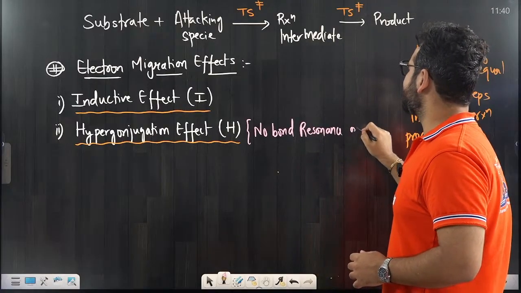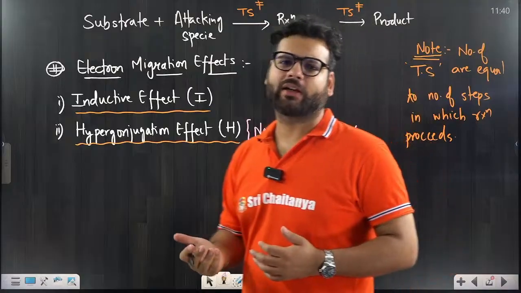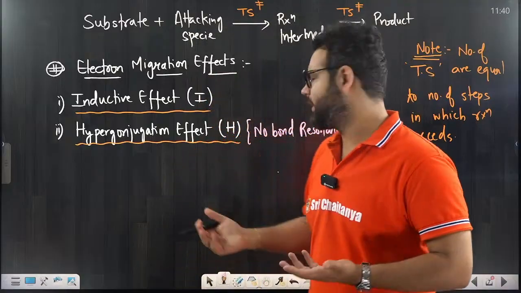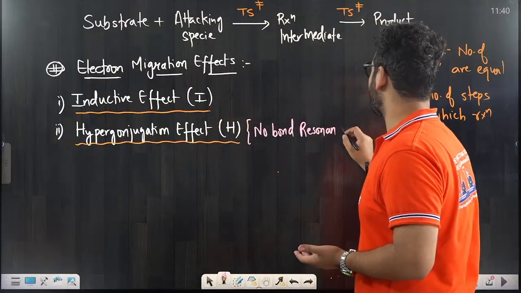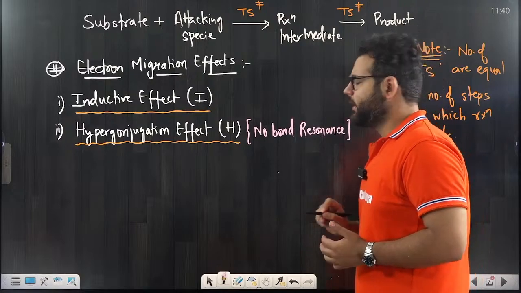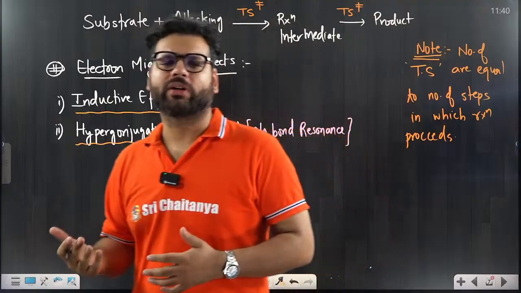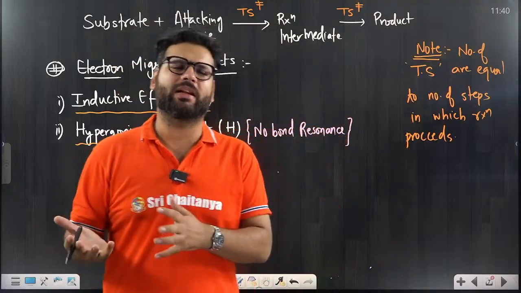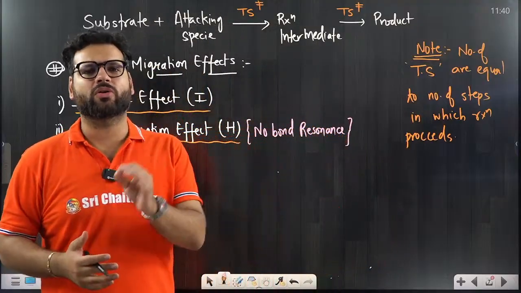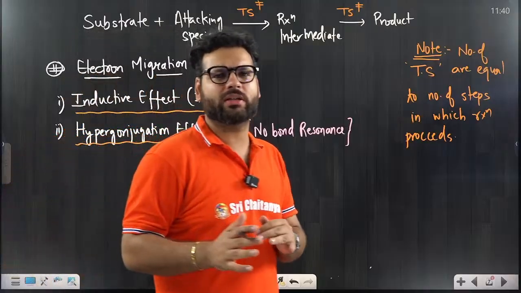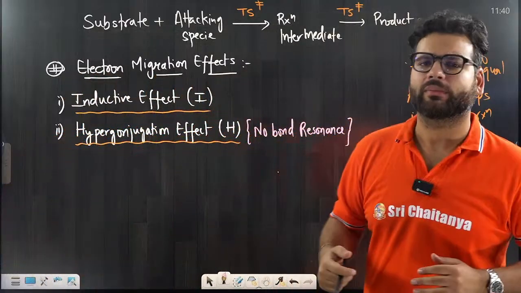It is also called the Baker-Nathan effect, by the name of the scientists who have given it, but I'm not writing that here. You can just remember it as no bond resonance. It is also called sigma pi resonance, but these are all less commonly used names. The most commonly used name is no bond resonance or hyperconjugation effect.